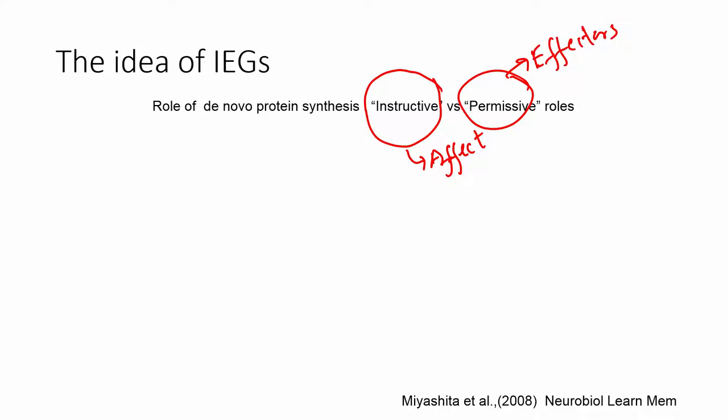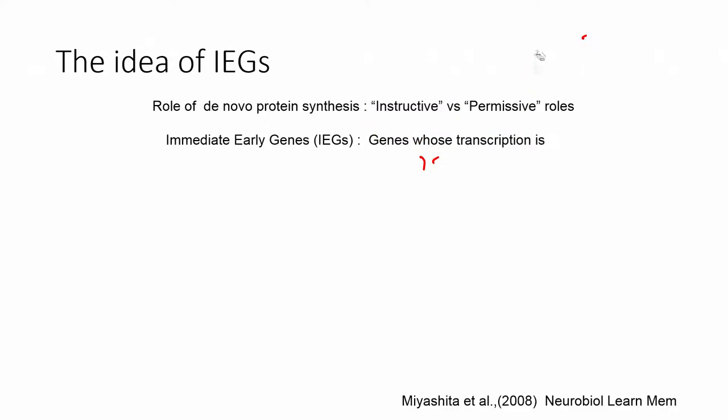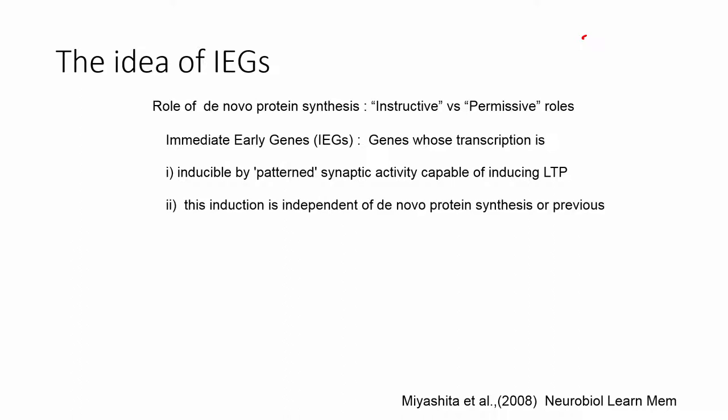Now, what do they do? First, these are the genes, as I was telling, whose transcription per se is controlled by patterned synaptic activity that is correlated to cause LTP, all right. So, whenever you are inducing an LTP, you are activating these genes. They are very highly correlated, but it is independent of de novo protein synthesis, because this is the first response elements. So, they do come in before, so that the control, the prevention of the protein formation, can happen later on.